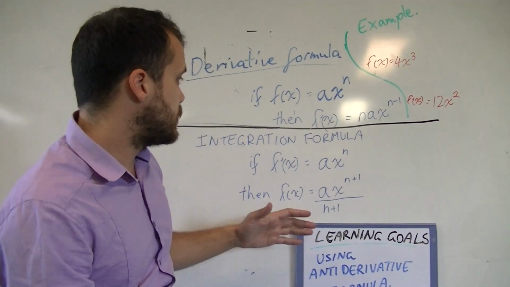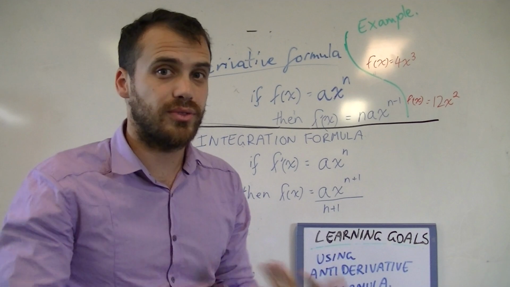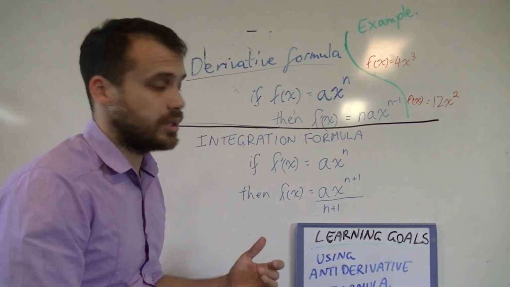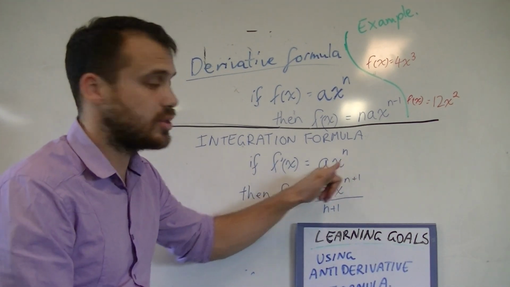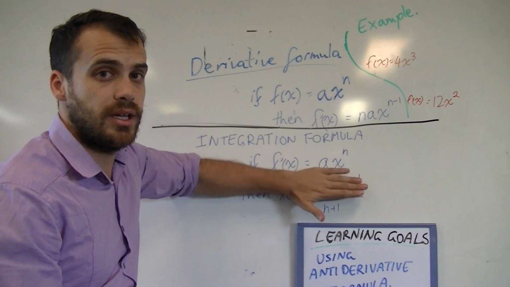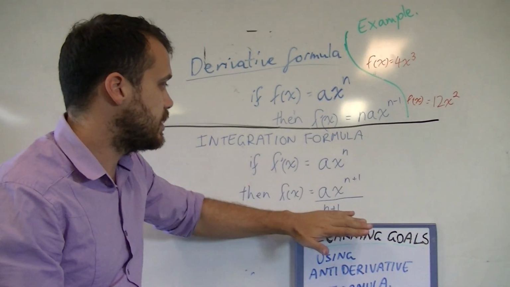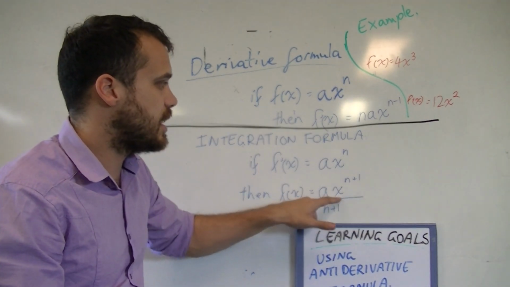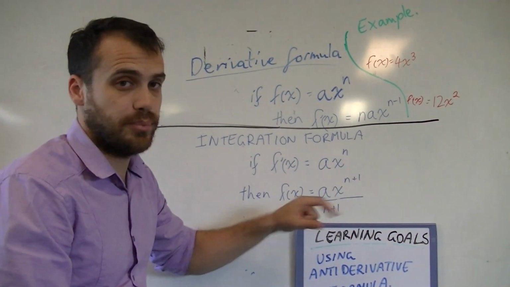Similarly, with this integration stuff, you will eventually be able to do it without thinking a whole lot, but to begin with, we're going to need a formula. Now that formula says if f dash x equals ax to the n, so you've already been given the derivative, then the integral, or the original function, is going to be ax to the n plus 1 divided by n plus 1.